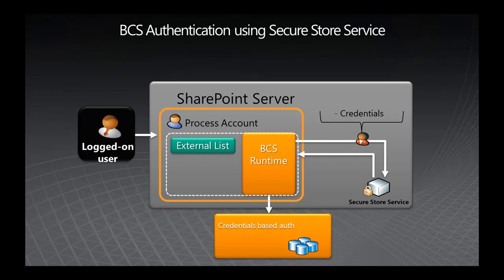Now how does SecuStore solve the double hop issue? So in the same topology, when the user connects to the SharePoint server and accesses the external list, BCS will get the user's identity and then pass the user's identity to SecuStore service. Now SecuStore service will return the appropriately mapped credentials for this user, and BCS will use these credentials to connect to the external system to get the data. Now the user's identity has been mapped and stored in SecuStore, so whenever the same user accesses the external list, BCS will read the data from SecuStore.